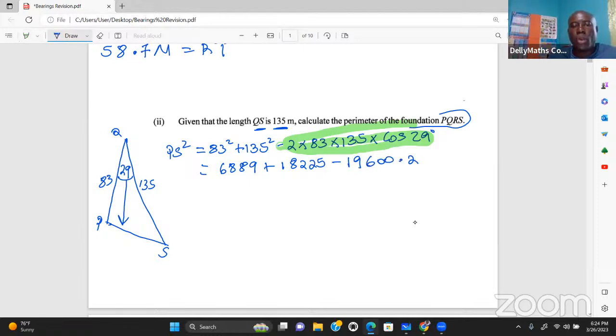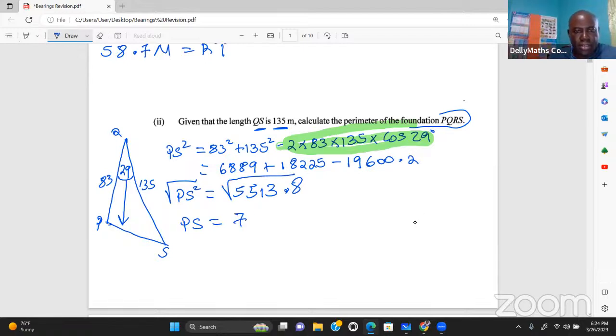So what we want to do is to work out this. So PS squared is going to equal 6889 plus 18,225. And we want to take from that 19,600.2. All right, so we're looking at 5,513.8. Now, in order to find PS, we want to take the square root of both sides. So PS is going to be the square root of this number.